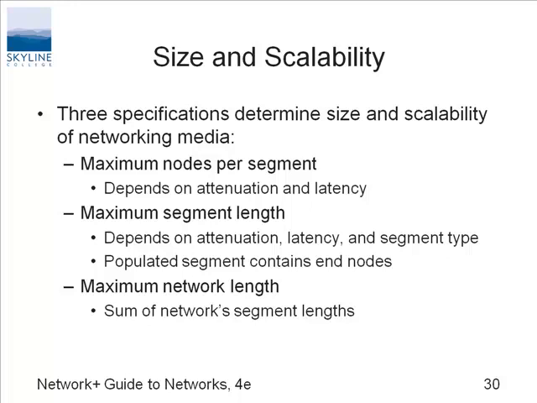What the 543 rule says is that we can have a maximum of 5 segments separated by 4 repeaters, 4 devices, and 3 of those segments may be populated. I have some pictures here in a minute of that, but that's going to dictate the maximum network length, the sum of the lengths of the network. What kind of media did we choose? If we chose 10 base 2, it would be 185 meters in each one of them. If we chose 10 base 5, 500 meters, and if we chose 10 base T, 100 meters.